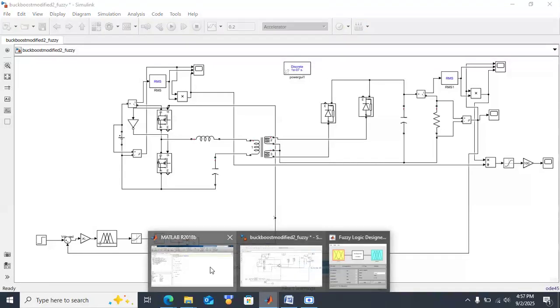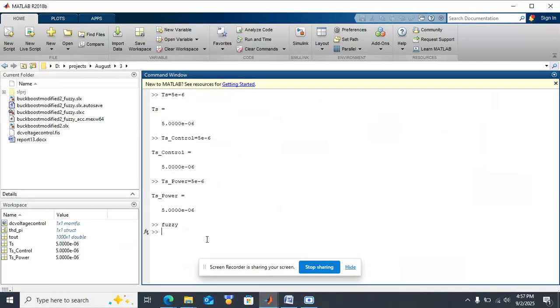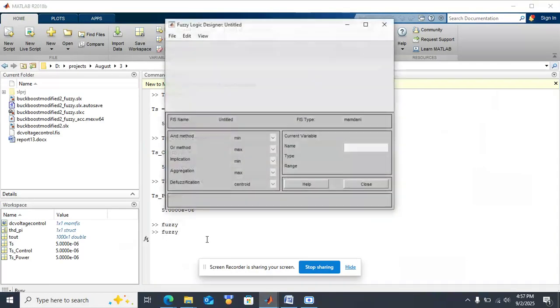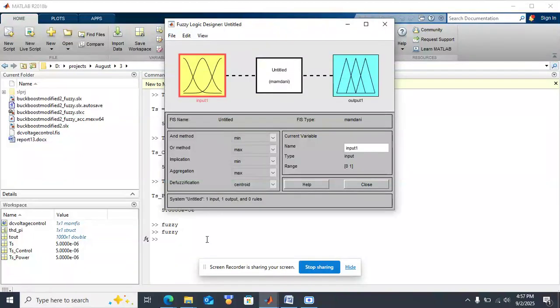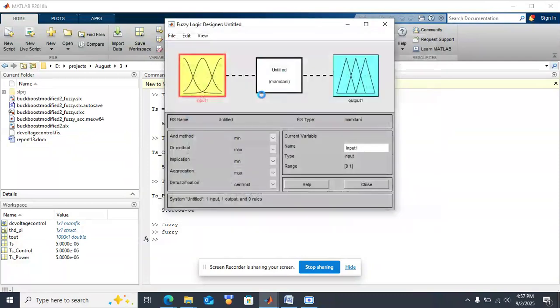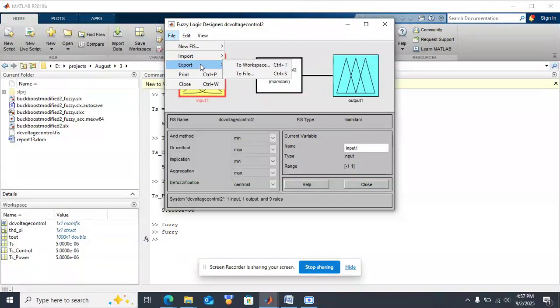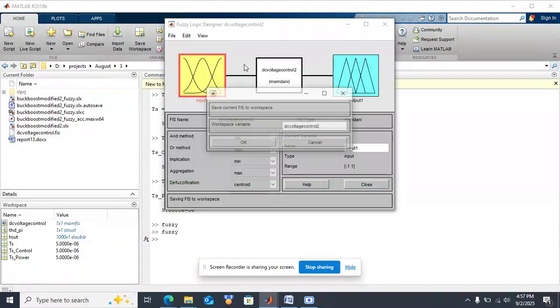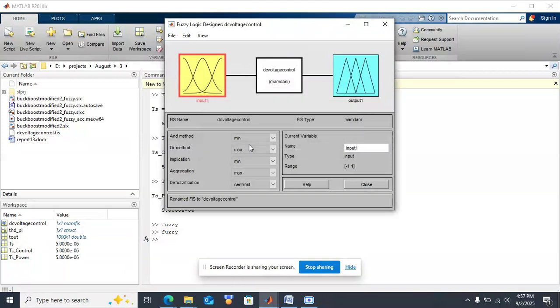In order to run the fuzzy control, you have to type fuzzy in the command window. A dialog box will open. You have already created the FIS file, that is the fuzzy inference system. So that file we have to access. Here, this is the file, and we have to export it to the workspace.